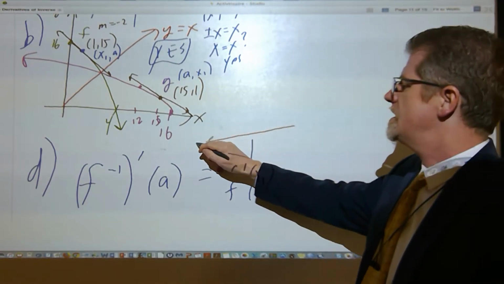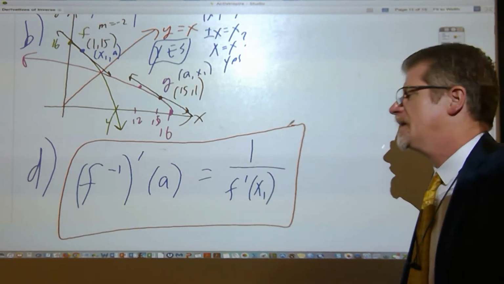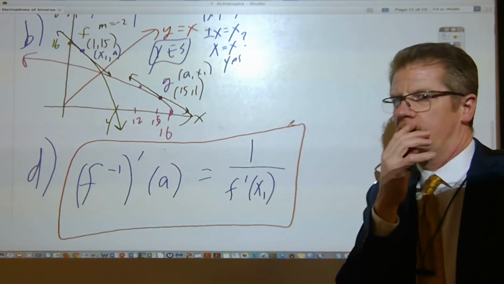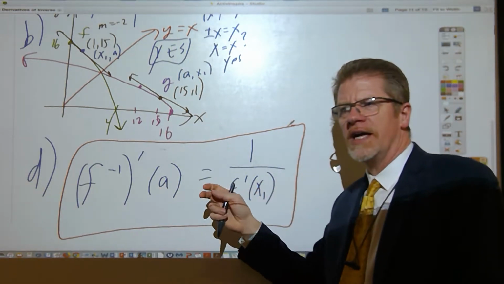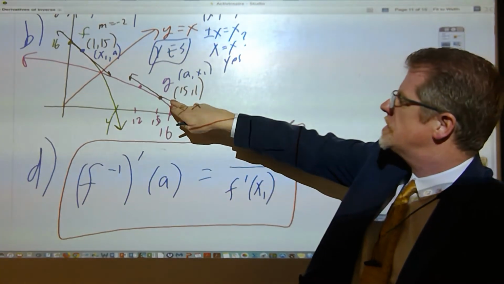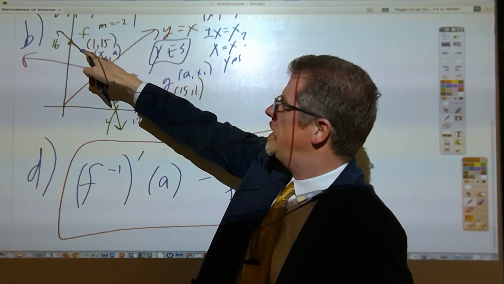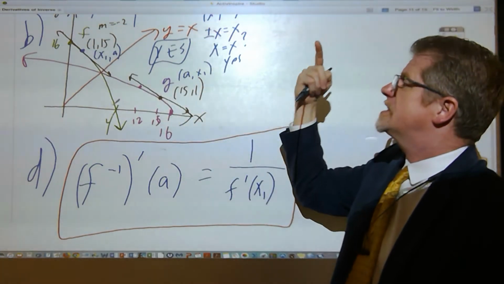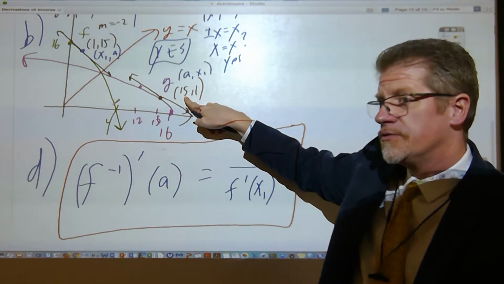Now, maybe you can see why it is that as a teacher, it took me a while to really wrap my head around this formula. It's because there's an A over here, there's not an A over here, but x1 and A are paired together. It's really the picture that helps you see it. The slope of the tangent line at 1 is the reciprocal of the slope of the tangent line at 15 on the inverse function.